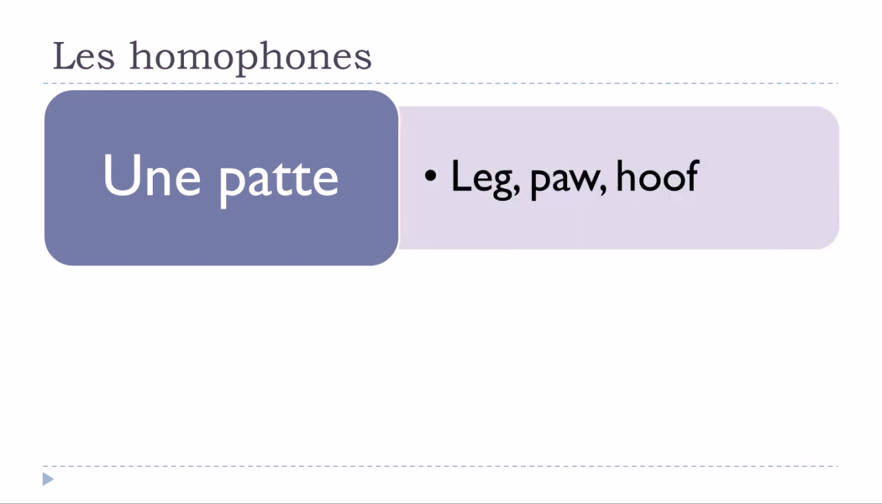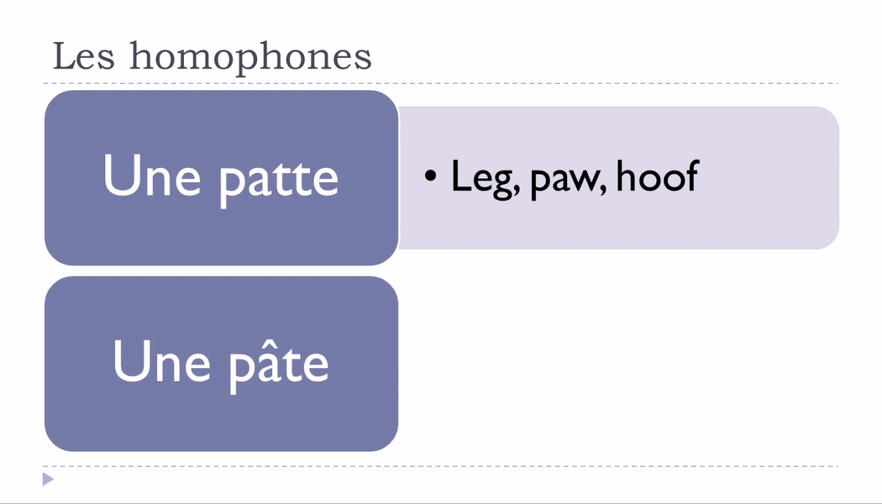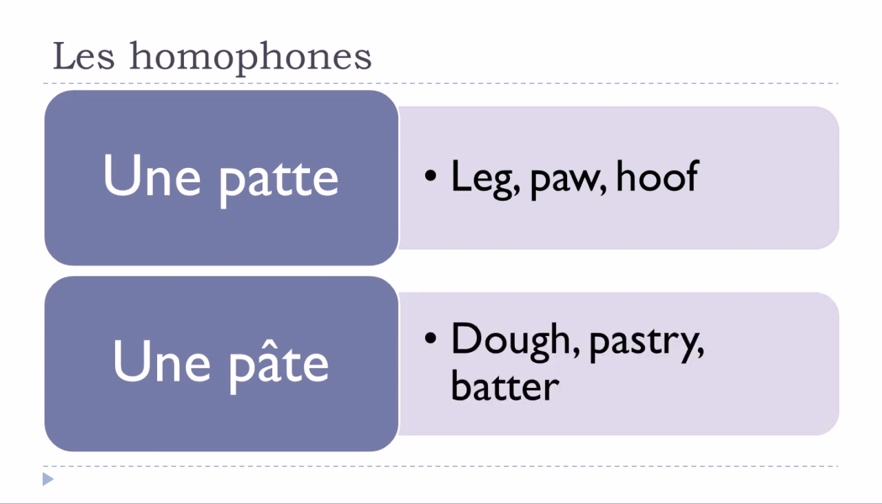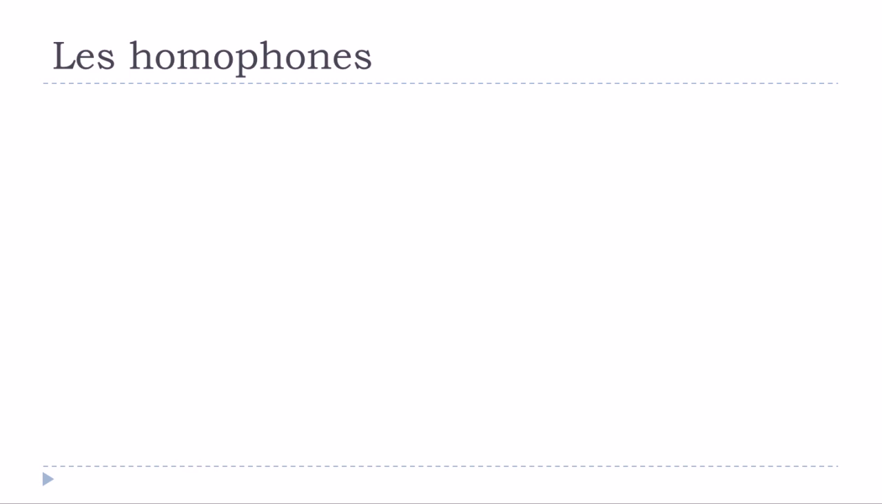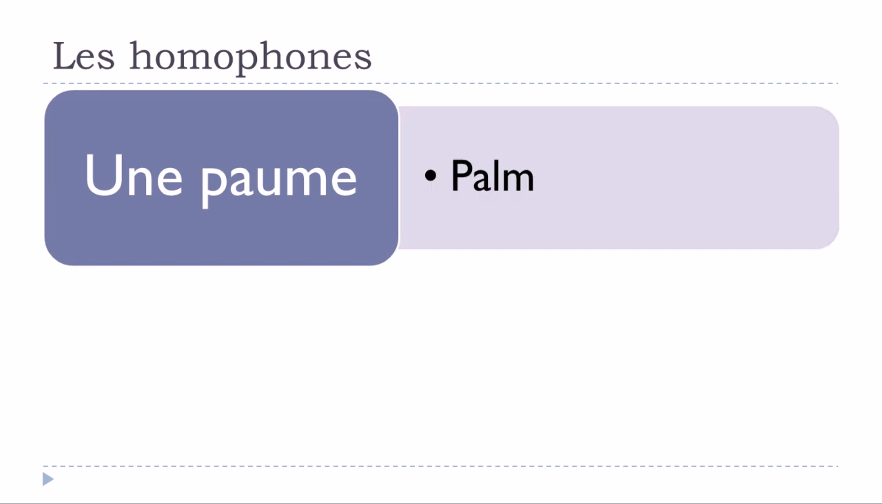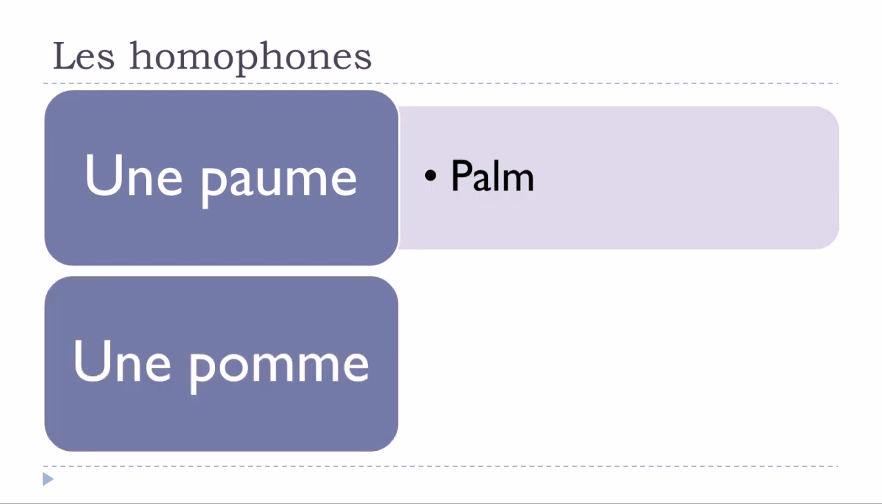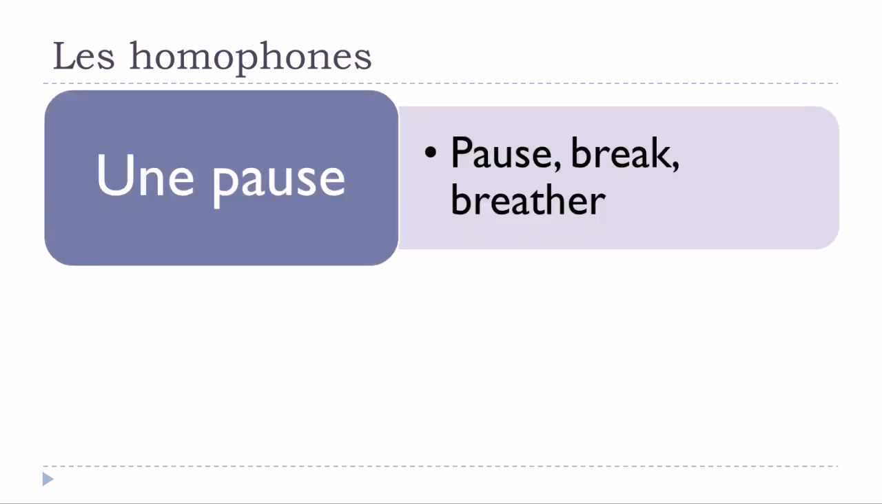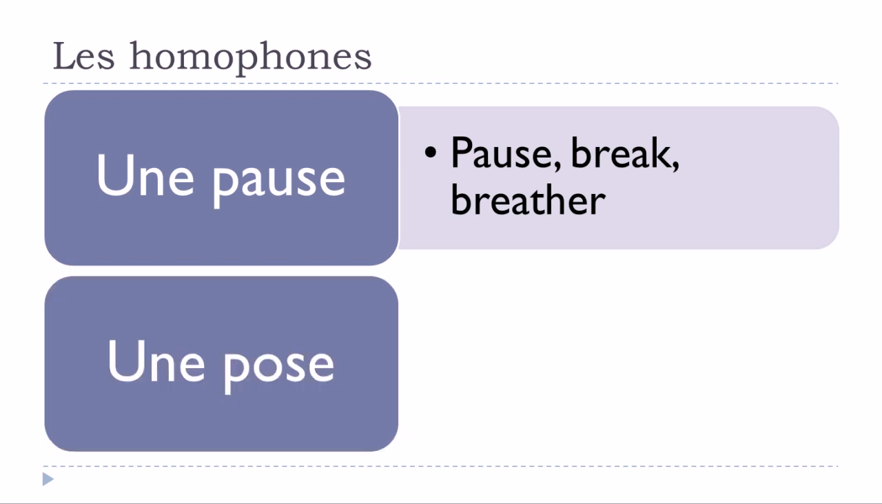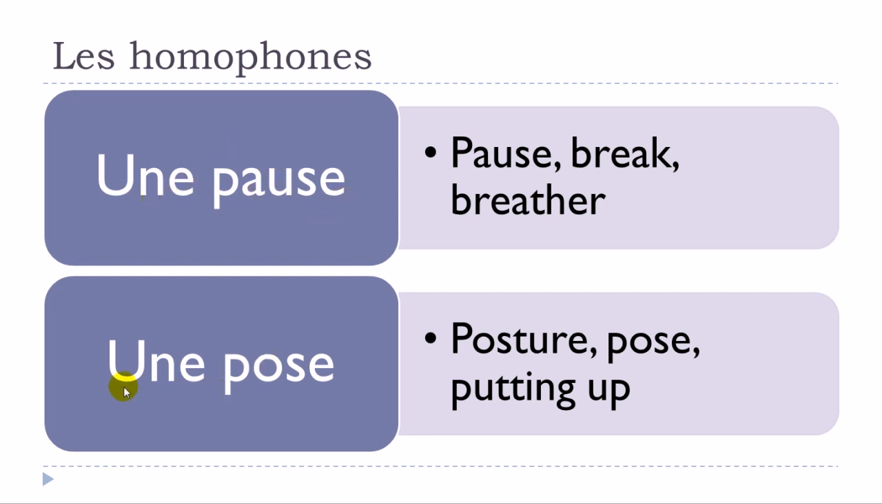Une pâte. Okay, une pâte. Une paume. Une pomme. Okay, so you can see that I pronounce them a little bit differently, but be careful that in many cases people will pronounce them the same way, because normally it should be a bit lower, paume, and then here more open, pomme. Une pause. Okay, so une pause.